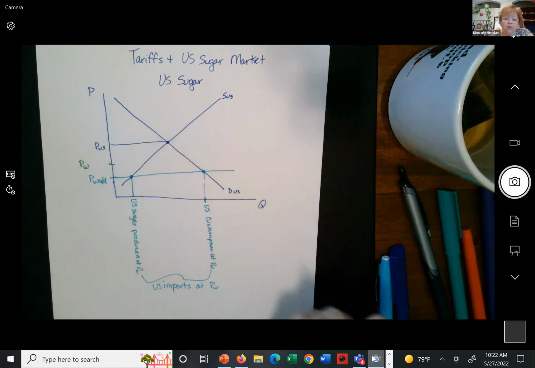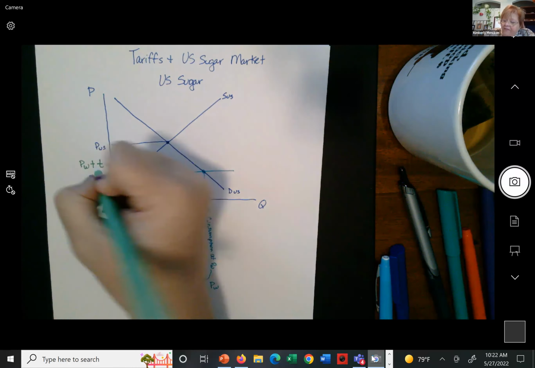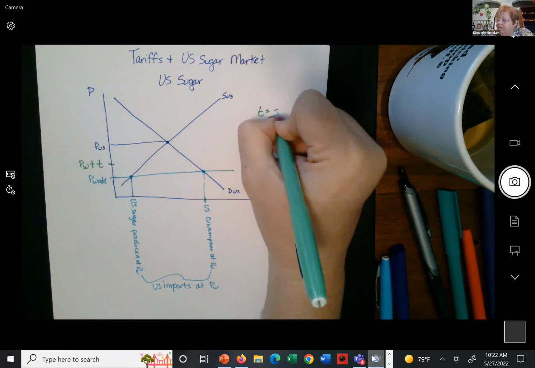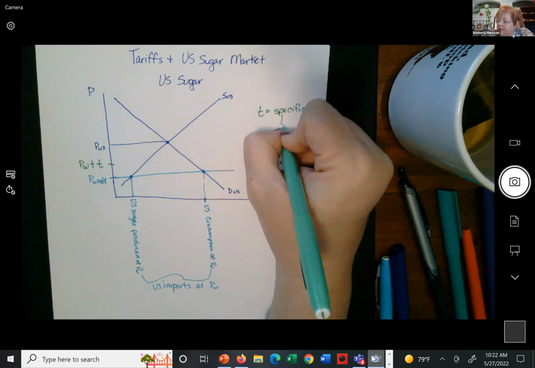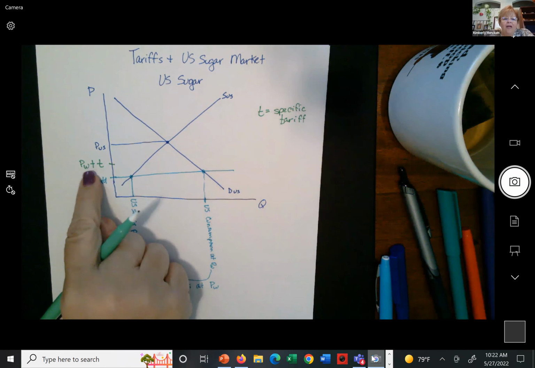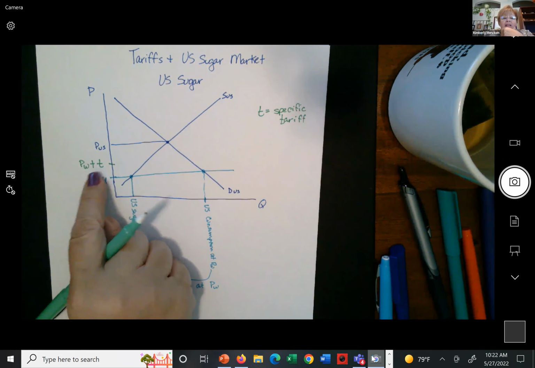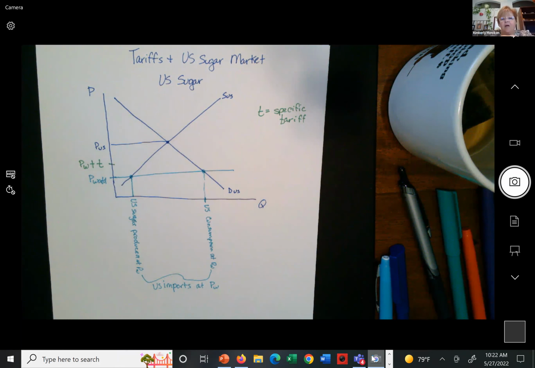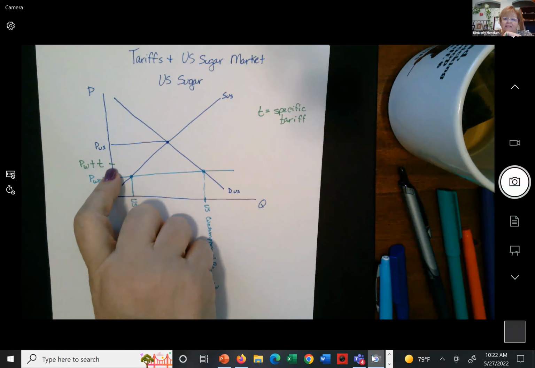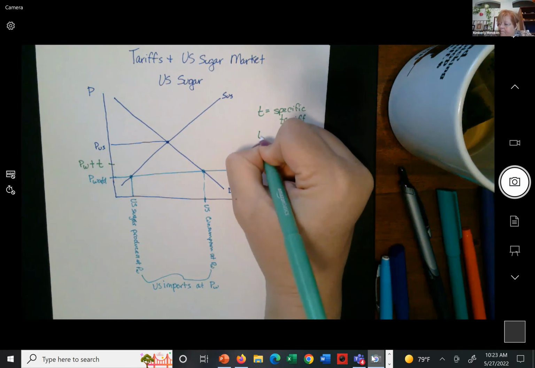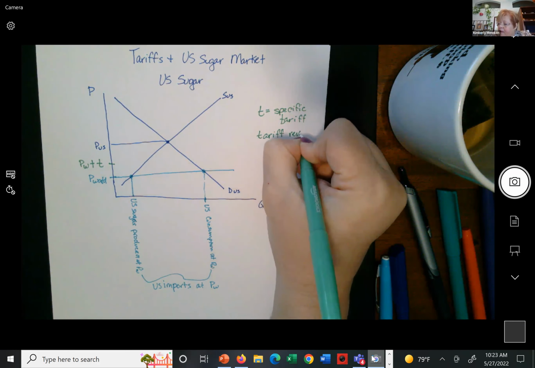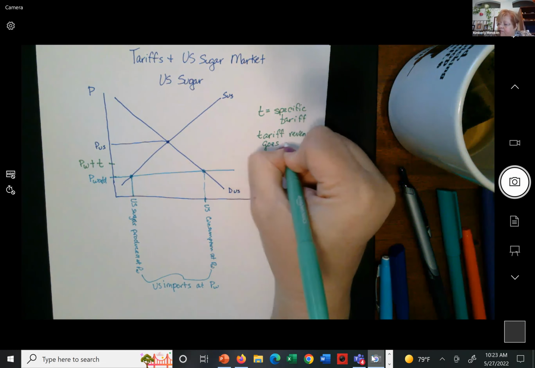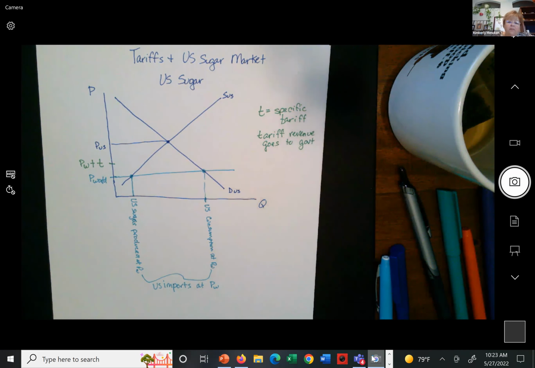So we end up with, here's the world price, and then they're going to add a specific tariff. T equals a specific dollar amount tariff. So now everybody in the United States is going to charge the extra tariff. The United States farmers are going to tack that onto their prices, and they get to keep the tariff. But the foreign producers are going to tack that onto their price, and they're going to have to pay it to the government. So our tariff revenue goes to the government on the imports, but the domestic producers, the US sugar producers, get to keep the extra T.